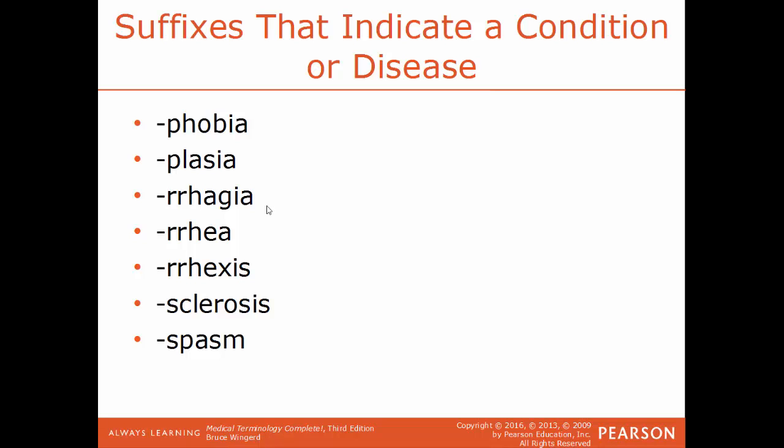See, next one, hemorrhagia. That's a reference to bursting forth, usually with a bursting of a blood vessel. Urea is a reference to a discharge or a flowing of material, such as diarrhea, for example. Rrhexis means a rupture. Sclerosis means a hardening. That can mean anything from a vessel or a structure in general. And last one on here is spasm. This is a sudden contraction of muscle tissue.